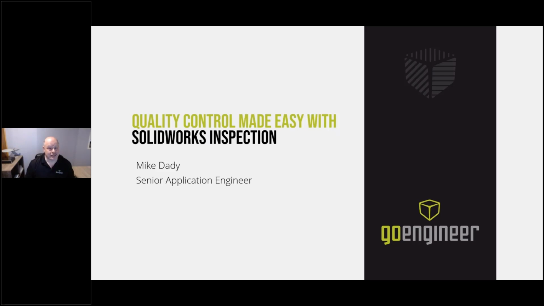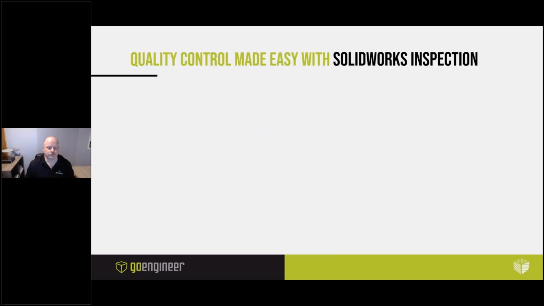I'm Mike Dady, Senior Application Engineer, and we're going to take a look at how SOLIDWORKS Inspection can help you streamline your quality control processes. SOLIDWORKS Inspection is a tool that automates many of the manual processes inherent in the quality control workflow. And what it does is it takes information from our existing manufacturing documentation and populates the information that we need for downstream documentation.